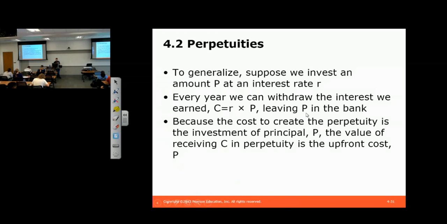And we leave the principal amount P in a bank. Right? Cost of creating that perpetuity is the amount of principal we put in, P, right? So the value of receiving that cash flow C in perpetuity is the upfront cost. That is the principal that we put in. So that $100 is the cost of the perpetuity.